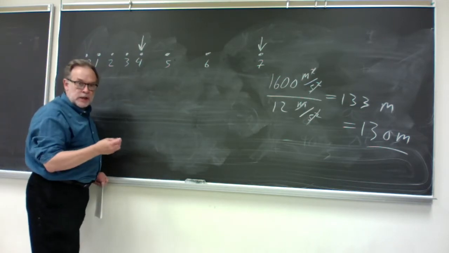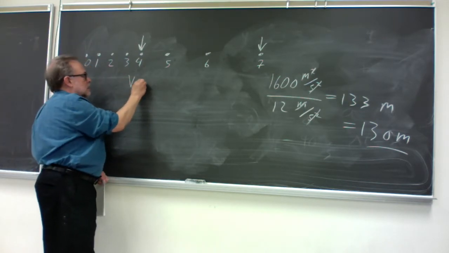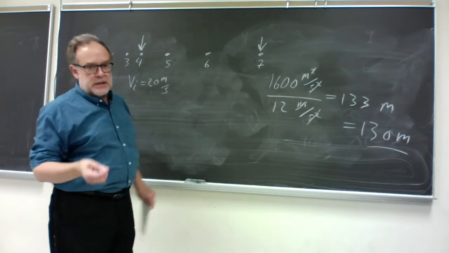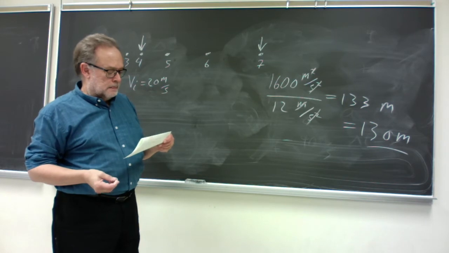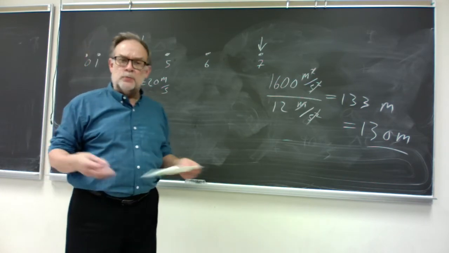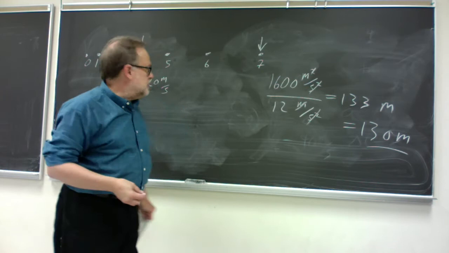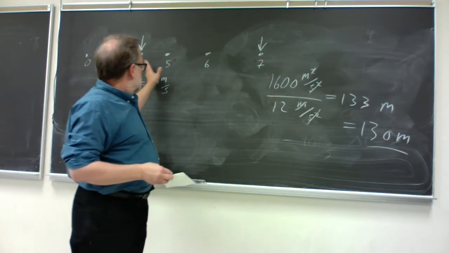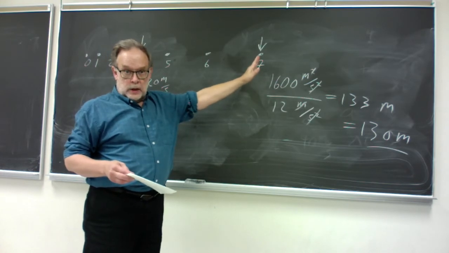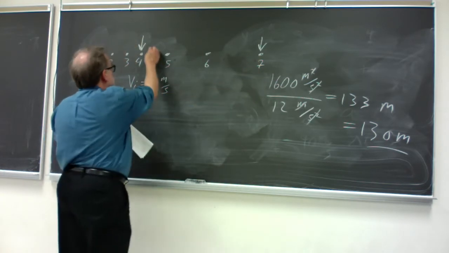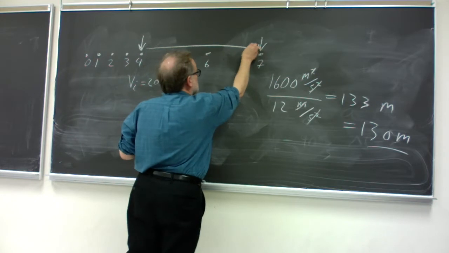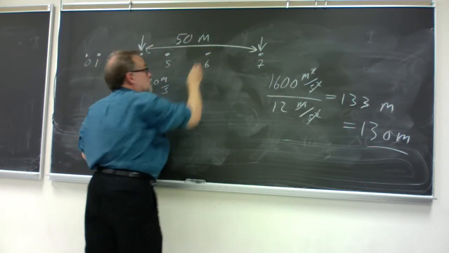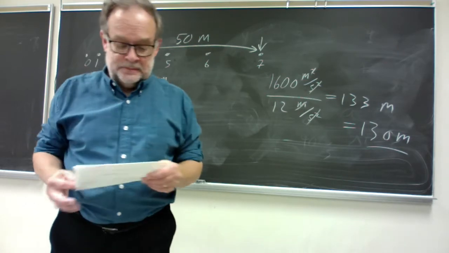When it starts speeding up, it already has a speed of 20 meters per second, and when it's done speeding up, well, we don't know what the final speed is. But we do know how far it traveled while it was speeding up. We know that that distance is 50 meters.